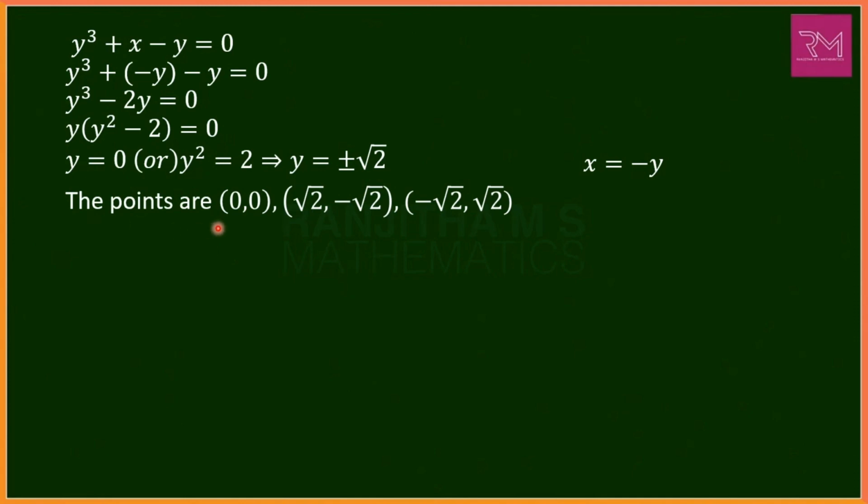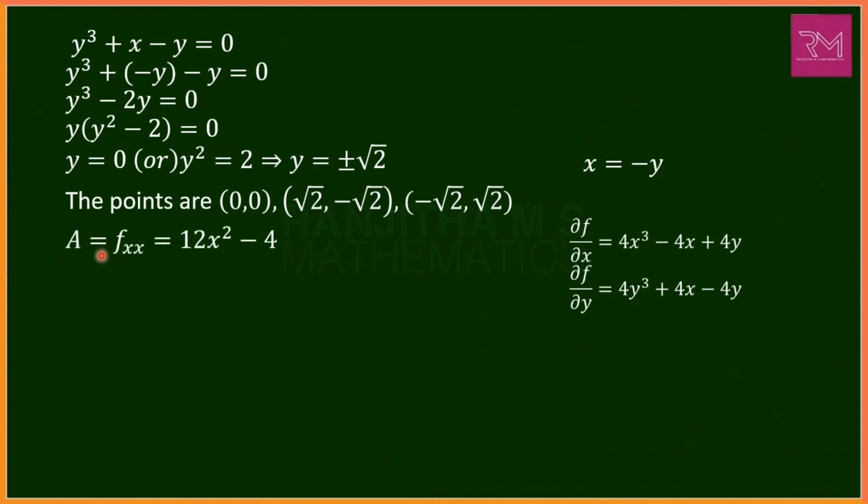Hence, the points of intersection are (0, 0), (√2, −√2), and (−√2, √2). After obtaining the points of intersection, we have to find the A, B, C values. For that, ∂f/∂x is 4x³ − 4x + y. ∂f/∂y is 4y³ + 4x − 4y.